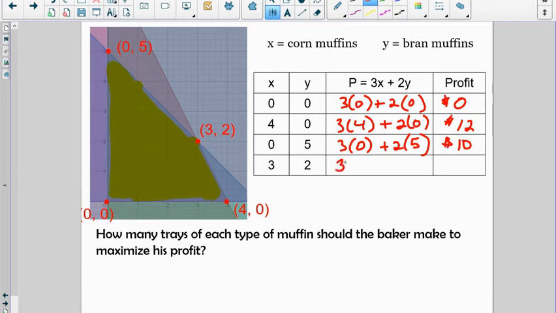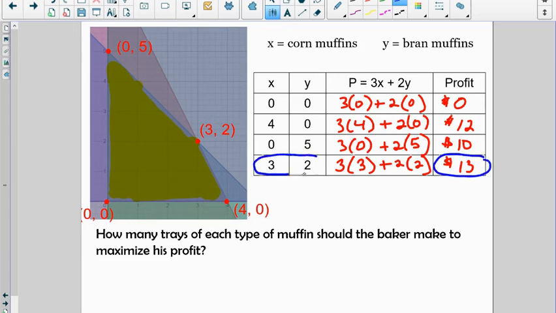And last we have 3 times x plus 2 times the value of y. So 3 times 3 plus 2 times 2, that's $14. Excuse me, that's $13. 9 plus 4. So when we're looking at our profits, we want to look for which one is the largest, because we're trying to maximize profit. Anytime we're dealing with a business, we want to make the most money. So how many trays of each type of muffin should the baker make to maximize his profit?